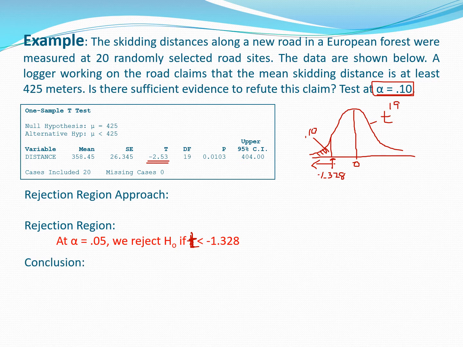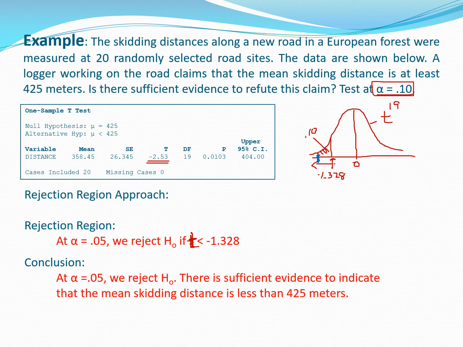Where is the negative 2.53? Well, it falls a lot further out here. The negative 2.53 falls way out in the tail. We can reject. So the rejection region, we compare the test statistic. Is the test statistic less? Yeah, it's a lot less. We can reject. There's sufficient evidence to indicate that.